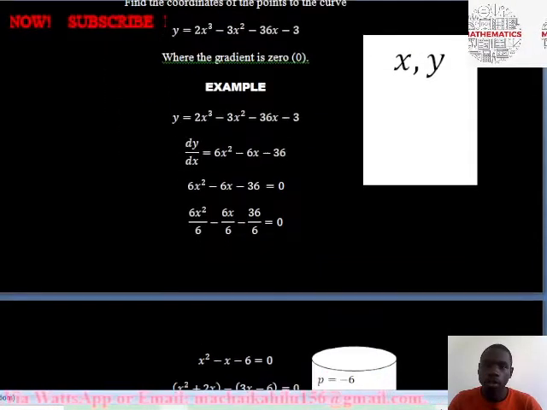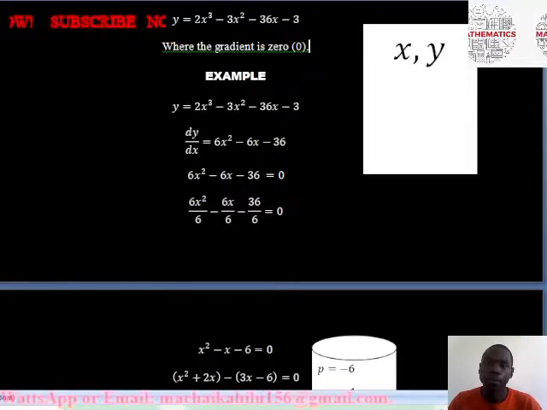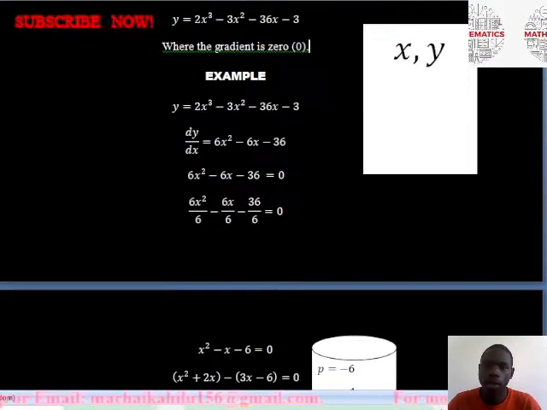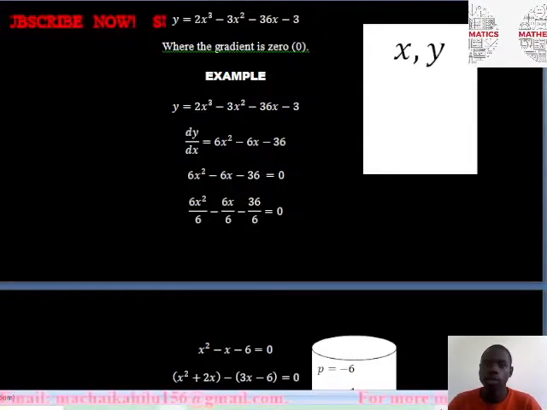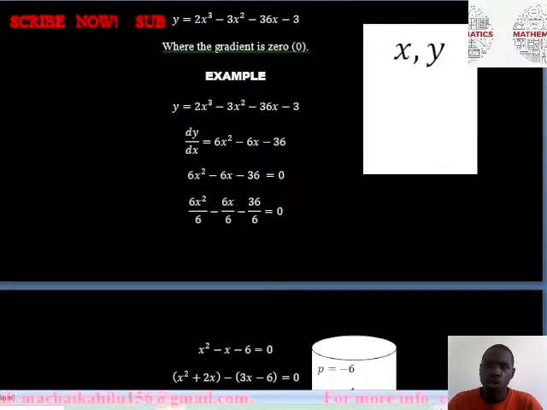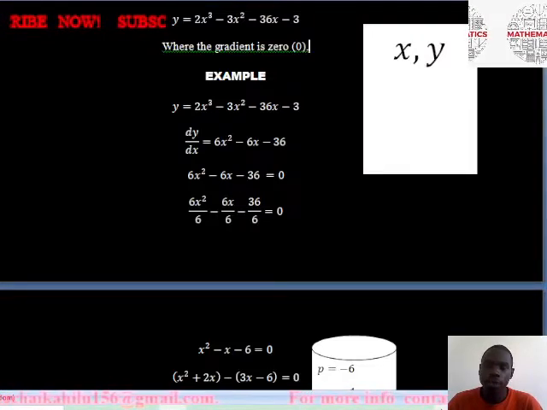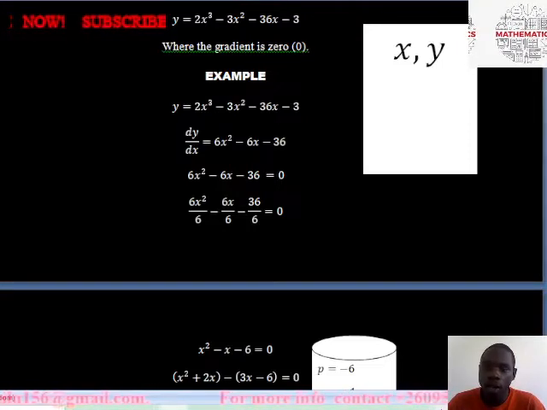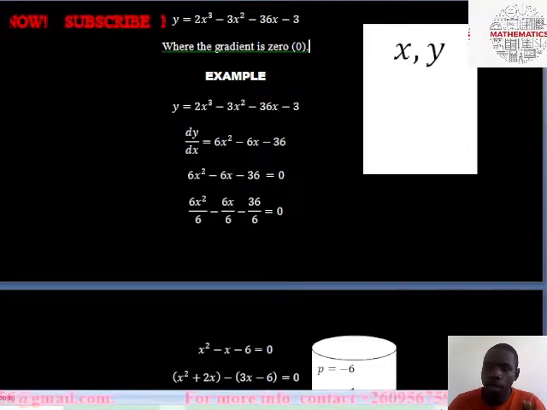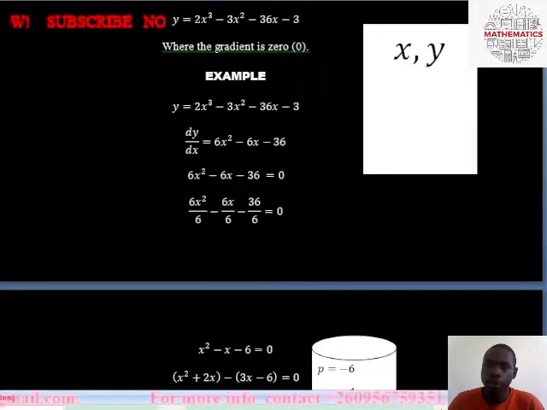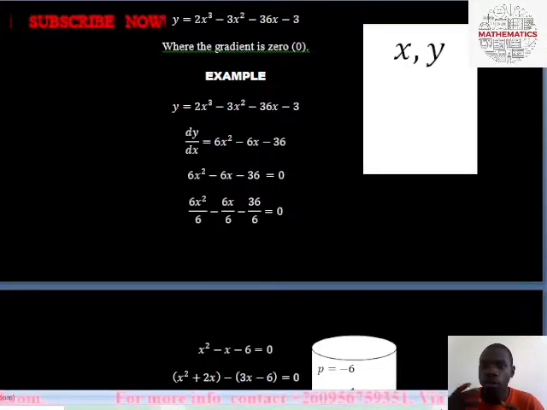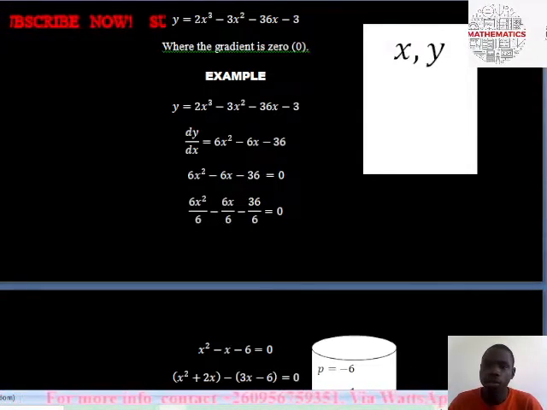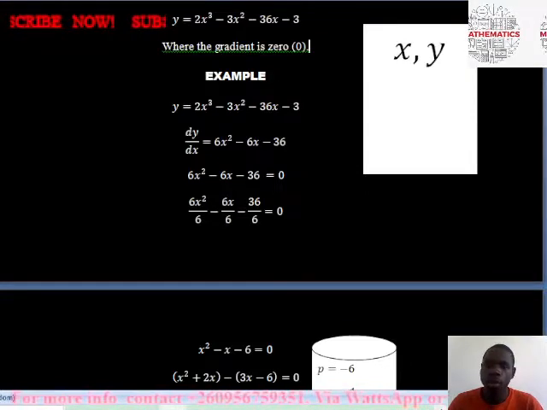We've been given that curve there. y is equal to 2x cubed minus 3x squared minus 36x minus 3. Where the gradient is 0, they have specified that we do not have a value for the gradient, but the meaning is that it is stationary. That's why we have the gradient as 0. So since we have the gradient as 0, how can you solve that particular question?